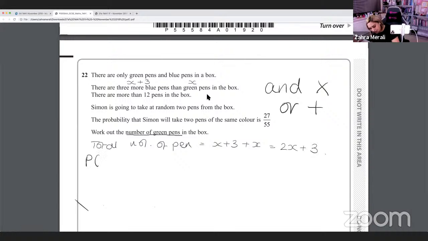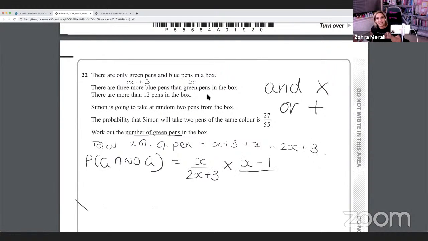So the probability of green and green is the probability of getting green the first time, which is X over 2X plus 3, times by green the second time. Now, if I've taken out a green, I now have 1 less. So instead of X greens, I've got X minus 1. And instead of 2X plus 3 pens, I've got 2X plus 2 pens. So that's green and green.